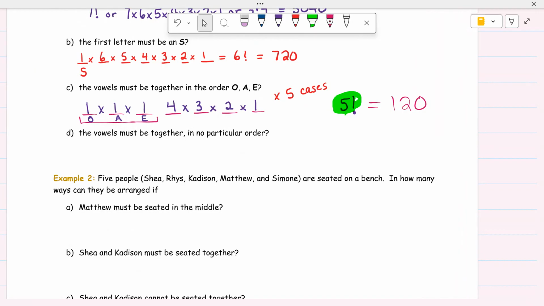Okay, so now it says the vowels must be together in no particular order. So the only difference is, what are those ones going to change to? 3, 2, 1. That's it. Is everything else exactly the same? Yes. Right? So 1, 2, 3, 4, 5, 6, 7. So the vowels still must be together, but it's saying no particular order. So this now changes to, like as you guys said, 3 times 2 times 1.